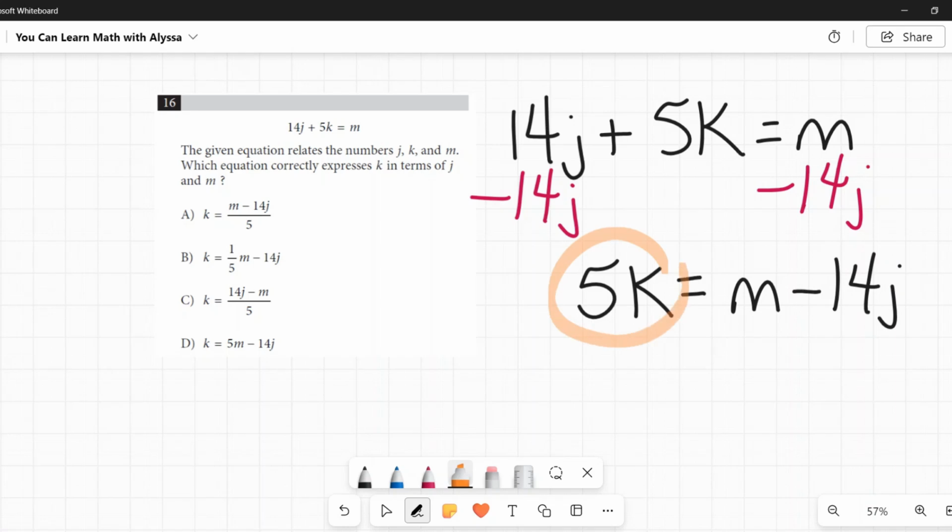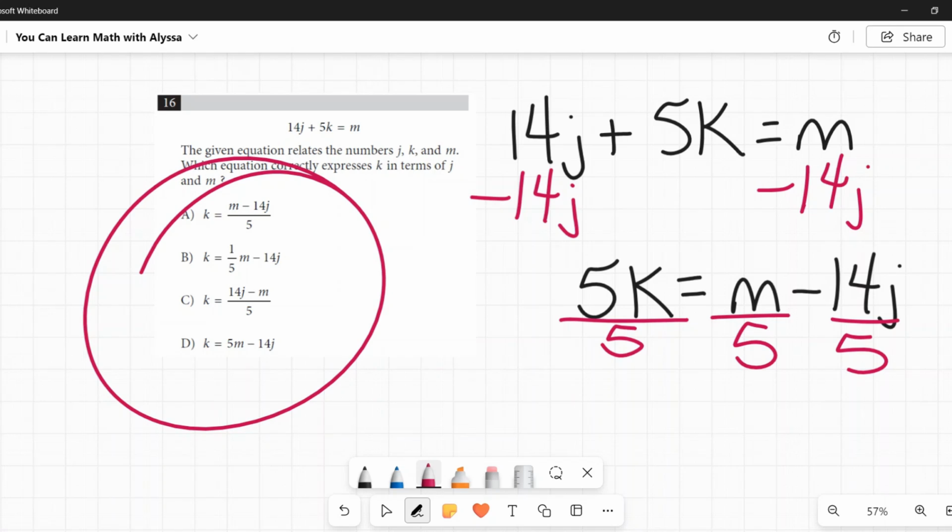Then the next thing that's happened to k is it was multiplied by 5. To do the opposite of that, I need to divide by 5. So I'm going to divide this by 5. On the right, I can write it as the whole thing divided by 5, or you can also write it as both of those individually divided by 5.